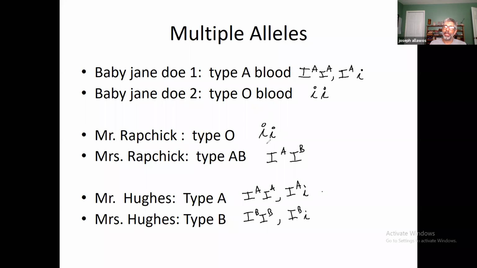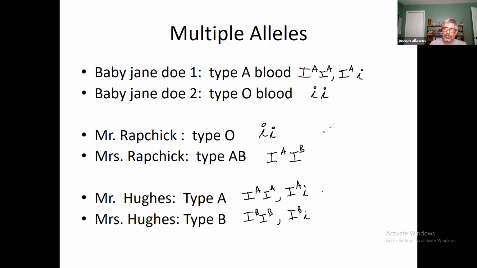Although Mr. Rapchick has 2 little eyes, he only donates 1 of them to the baby, right? And Mrs. Rapchick donates the other allele. So it turns out that if you cross a type O and a type AB, let's do it.